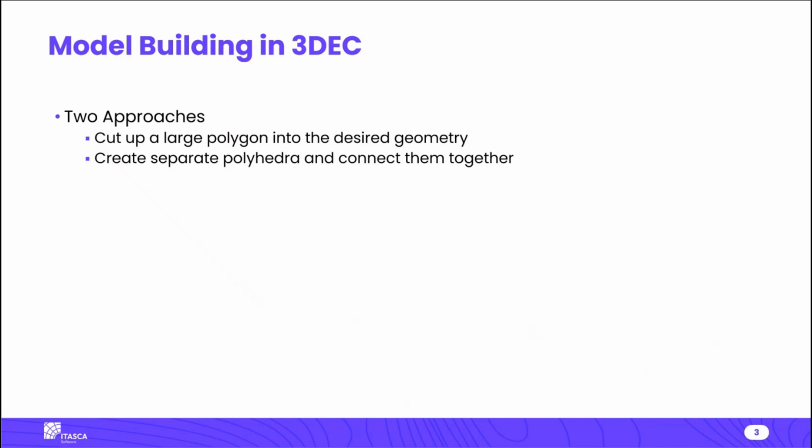So there's really two ways to build models in 3DEC. Number one, and this is what we've mostly done so far, is to start with a large polygon, usually just a block, and cut it into pieces to get the desired geometry. It is also possible to create multiple smaller blocks and stick them together. This is the approach you would use if you were building something in Griddle, for example. There are a couple of examples like this in the manual, but most of the examples are using approach number one, where we use cutting logic to create the shapes that we want.